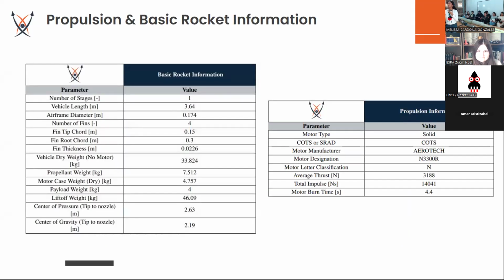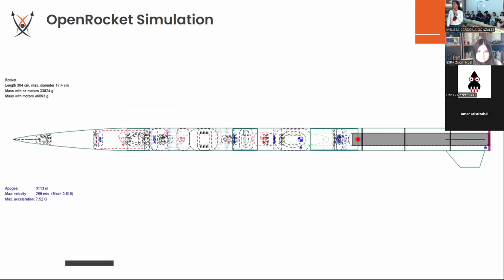Here we have some basic rocket information. We have a COTS motor, specifically an N3300R from IREC. We have one stage. Our vehicle length is 3.64 meters. We have an airframe diameter of 17.4 centimeters. And we have 4 fins.